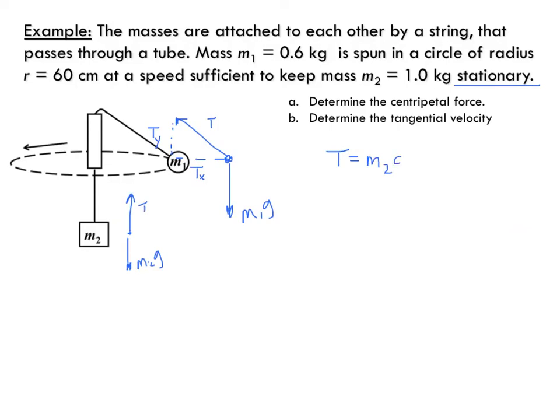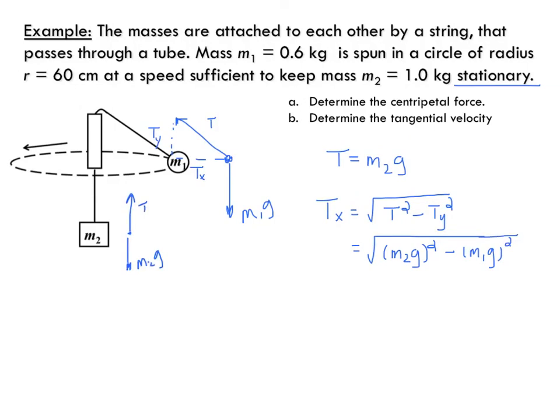So again, if the second mass over here, m2, is stationary, that means that T is equal to m2g. So if I'm asked to solve for the centripetal force, in this case Tx, then that's going to be equal to the square root of T squared minus Ty squared. Again, this comes from the Pythagorean theorem. So T will be m2g squared, and Ty squared is going to be m1g squared.